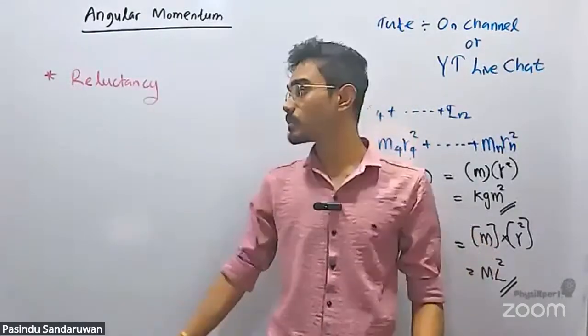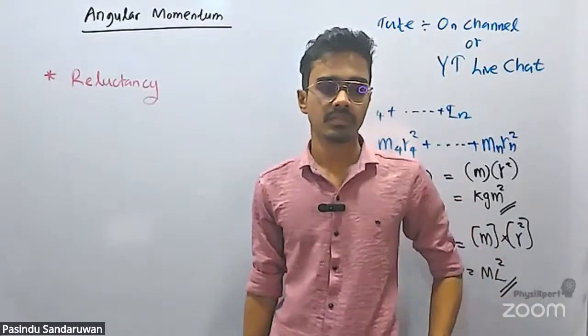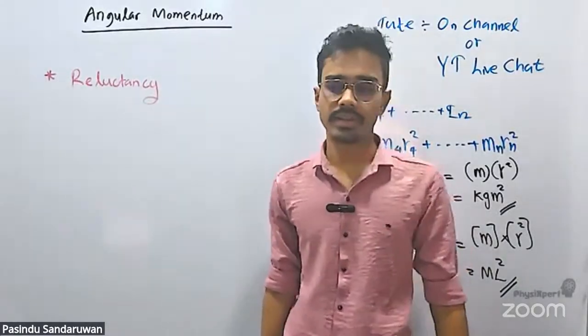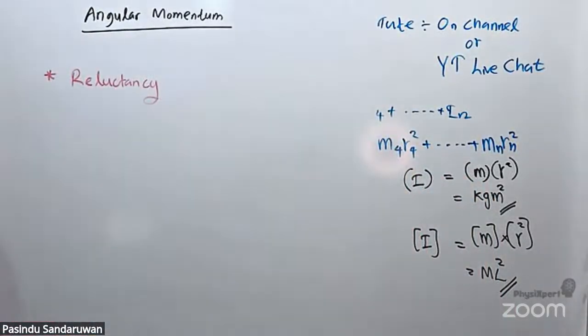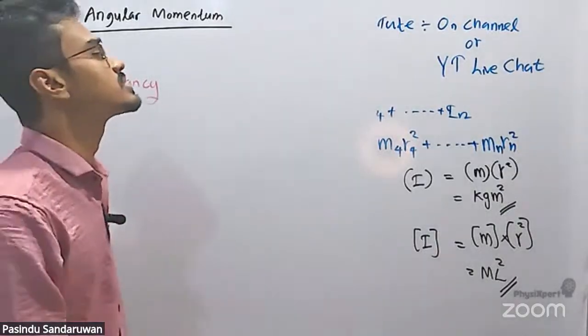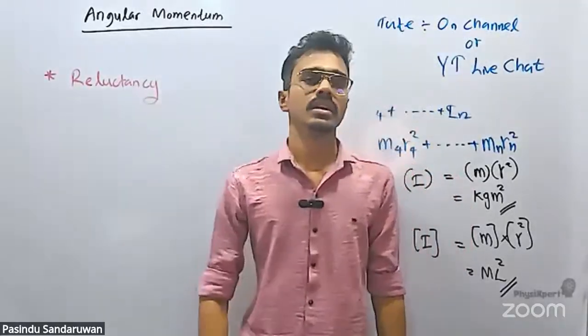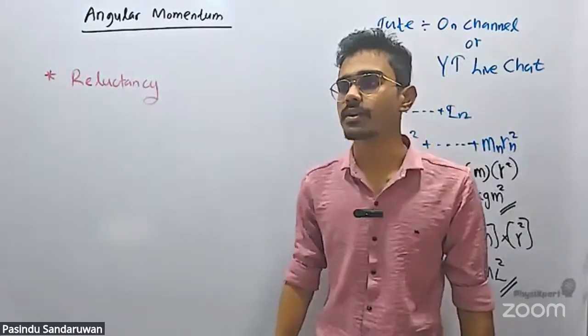Next point, second point, keep using the red pen. Second asterisk mark, write down: moment of inertia measures that reluctancy of an object.